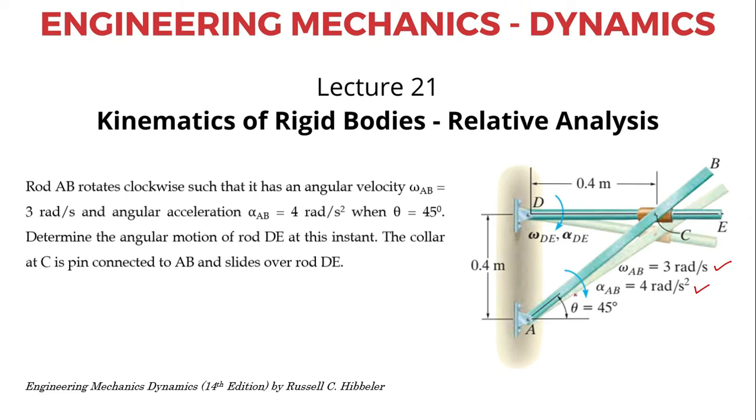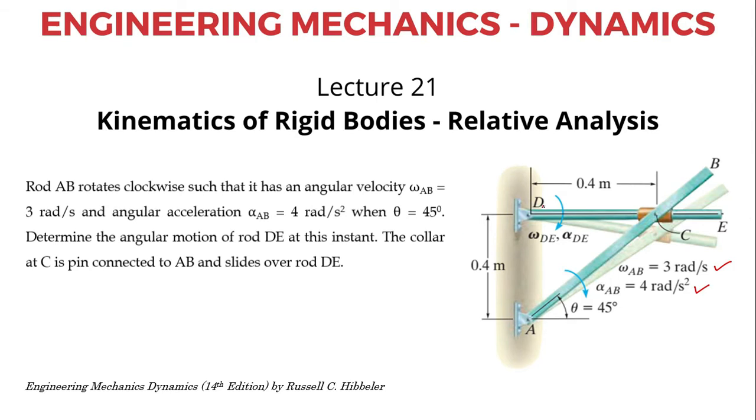Now the question is, at a particular instant of theta equal to 45 degrees, what are the corresponding values of omega DE and alpha DE? That is what we have to find out. Whenever a question is given to you on relative analysis in kinematics of rigid bodies, the first step is to fix the reference frames. We have the capital XYZ reference frame and the rotating reference frame small xyz. So first you will have to fix both of these.